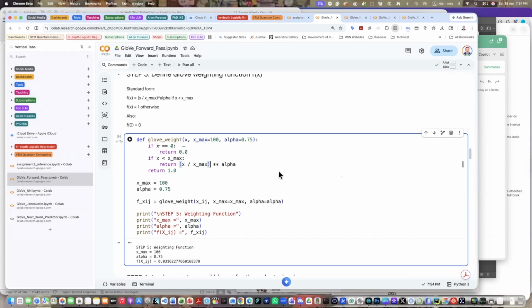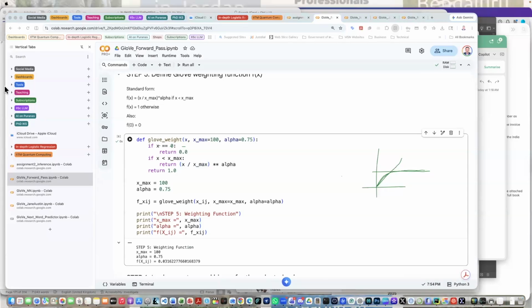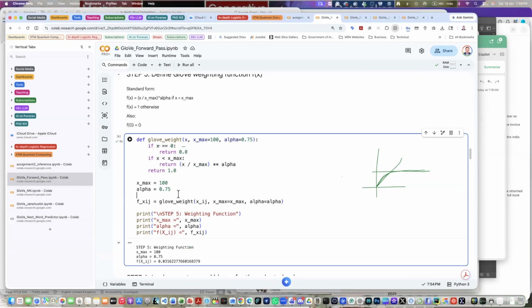If I consider this graph here, with alpha equal to 1 the growth will be linear, and I may not be interested in that. So instead, I set it to a value like 0.75. So the growth is slightly attenuated, and ultimately it is capped at x max, which I have taken as 100 here. This gives me the ability to control how to represent rare words and how to represent common words.